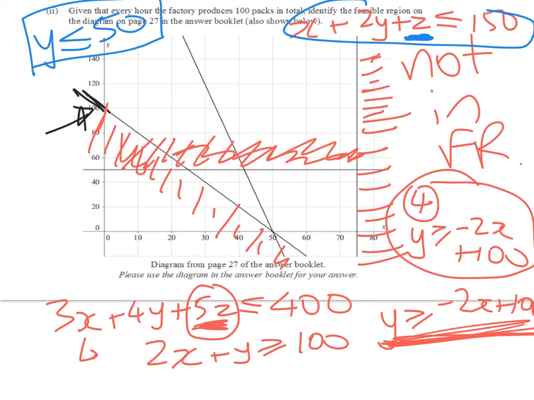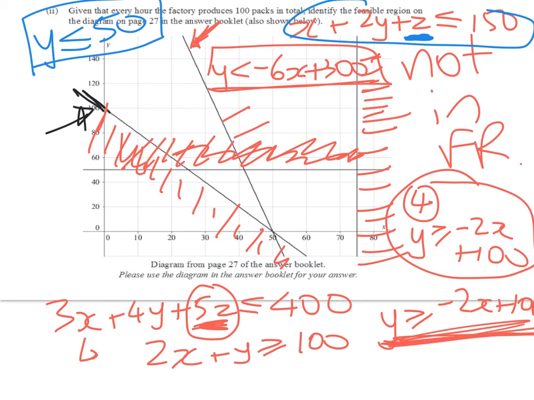And then the fifth equation is this one here. We end up with shading y is less than, so the feasible region is y is less than negative 6x plus 300. So we are going to shade the infeasible region, which is all the stuff up here. So that leaves me with a beautiful little feasible region, which is this little triangle in here.